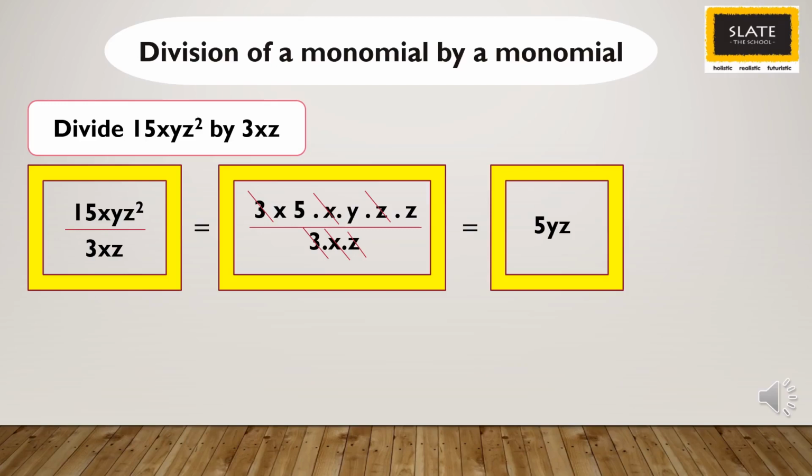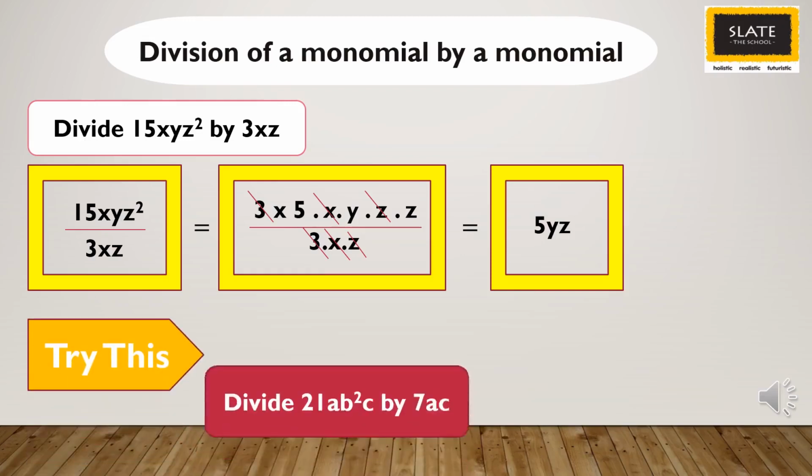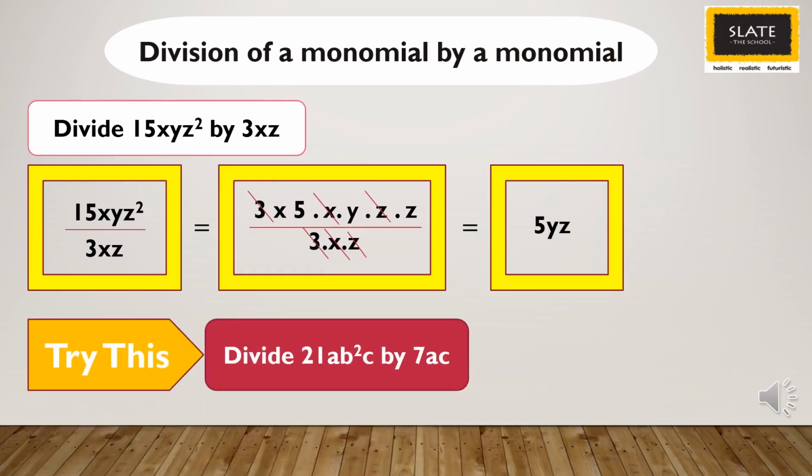Here we call 15xyz square as dividend, 3xz as divisor, 5yz as quotient and the remainder is 0. Children, try this. Divide 21ab square c by 7ac.